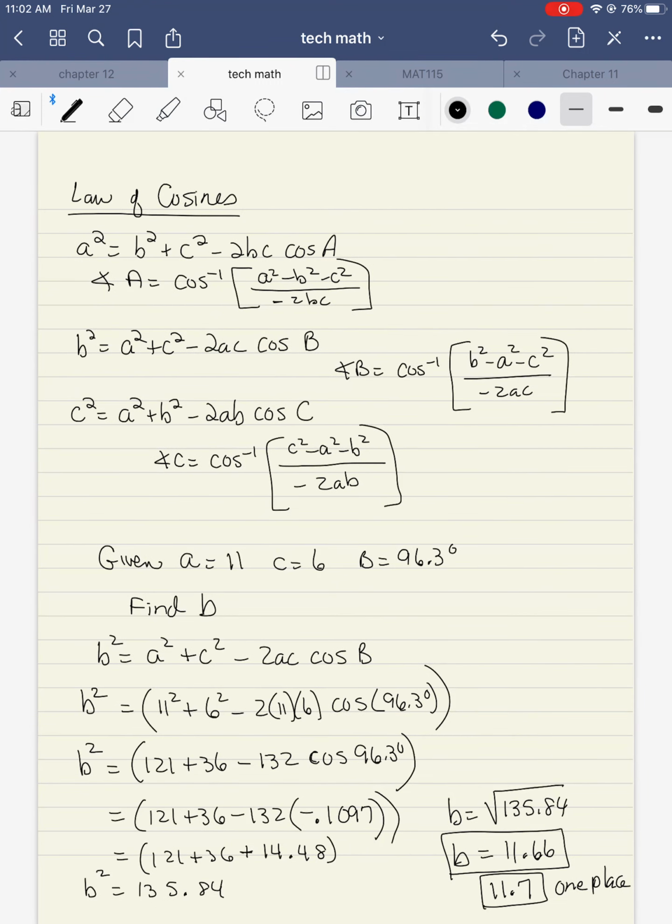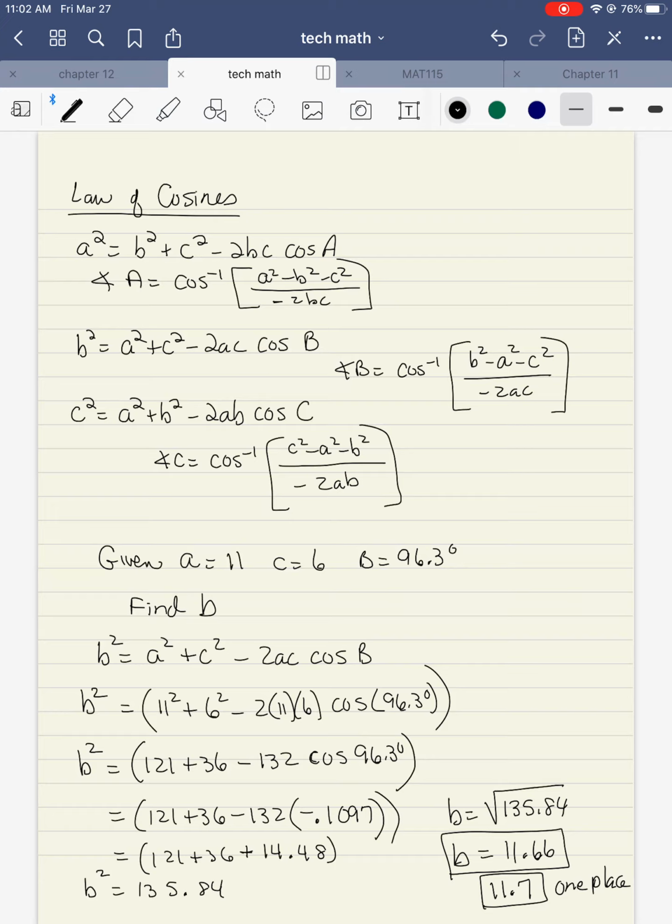The law of cosines. The law of cosines says a squared equals b squared plus c squared minus 2bc cosine A, or if you're looking for angle A, it's inverse cosine of a squared minus b squared minus c squared divided by minus 2bc. b squared is equal to a squared plus c squared minus 2ac cosine B, or angle B, again reworking these equations, is equal to inverse cosine of b squared minus a squared minus c squared divided by negative 2ac.